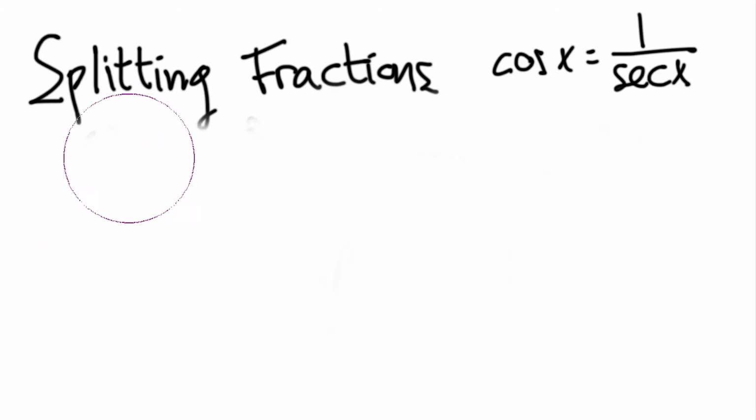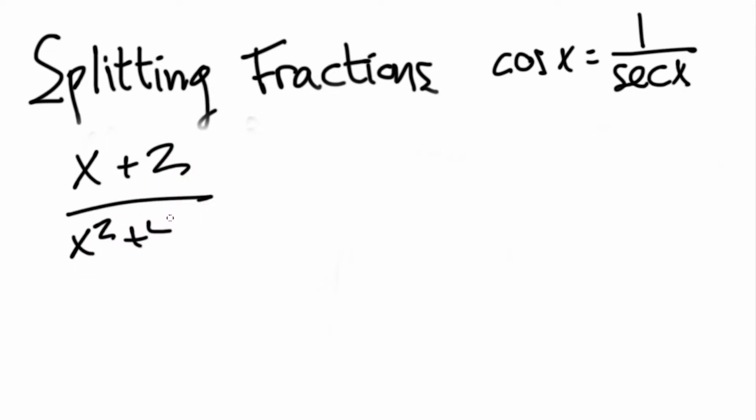It simplifies them so that it's a lot easier to operate on them. And when you're on a test, this can come to your advantage, especially if the professor gives partial points. So let's go x plus 2 over x squared plus 4. And we're going to do an integral here.